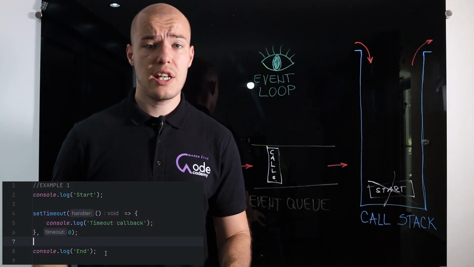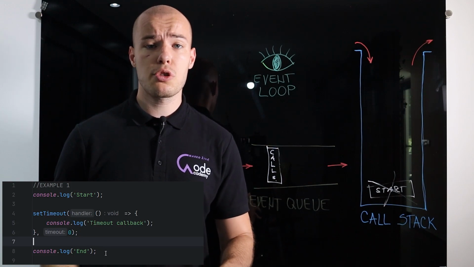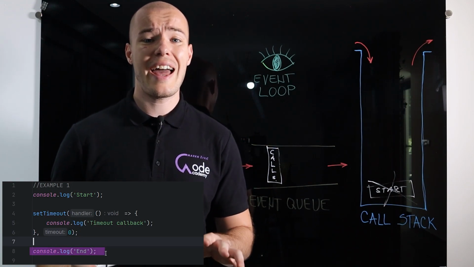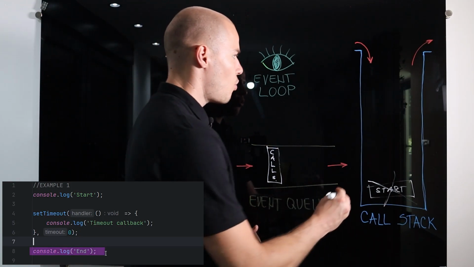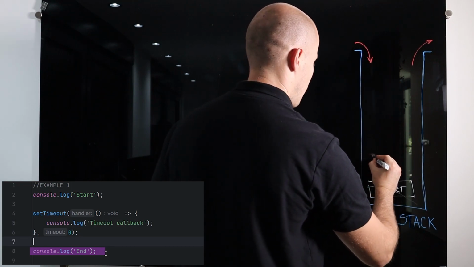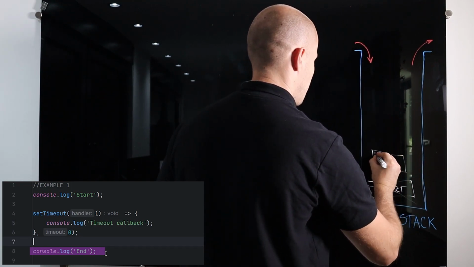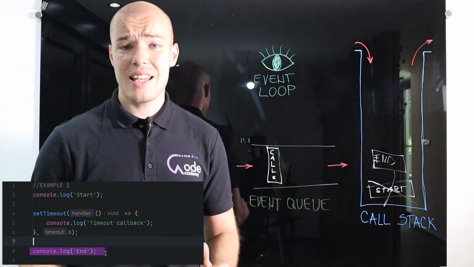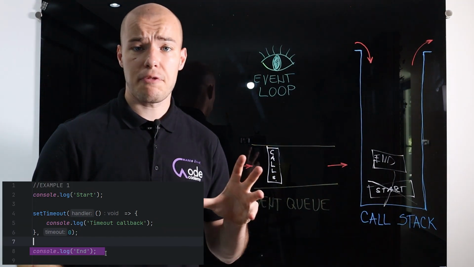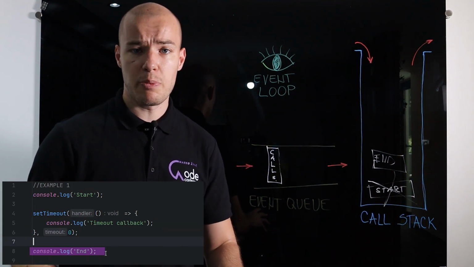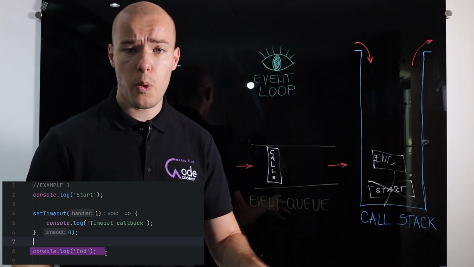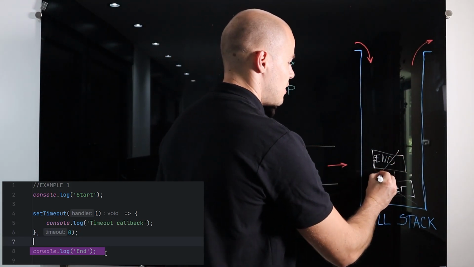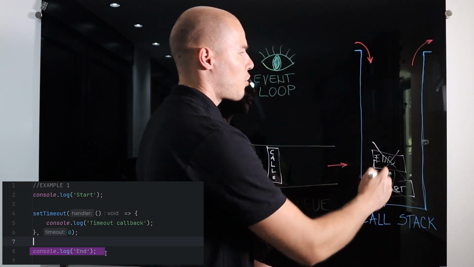And the final line we have to execute is going to be console log, which is going to log the end string. So we're going to push it again onto our call stack, and we have our end action. And again, same scenario as for start. It's a fairly simple task to be performed. It gets executed right away, and immediately it gets popped off from our call stack.